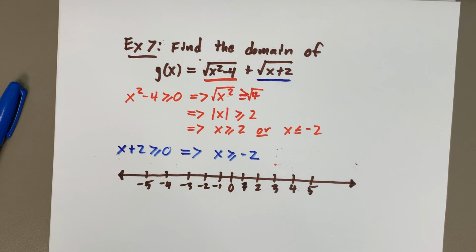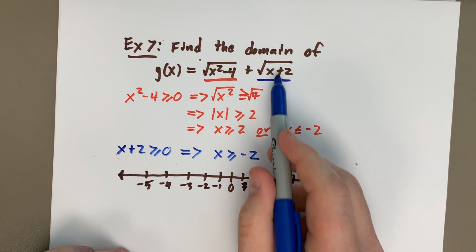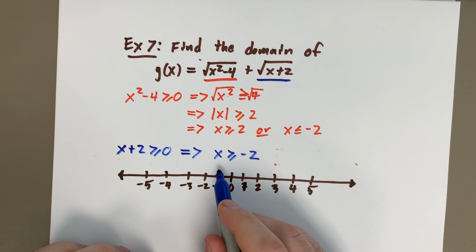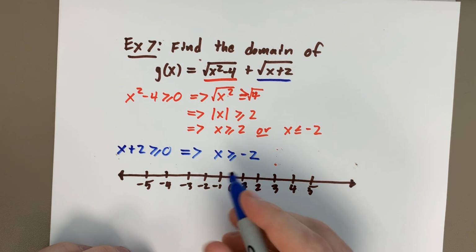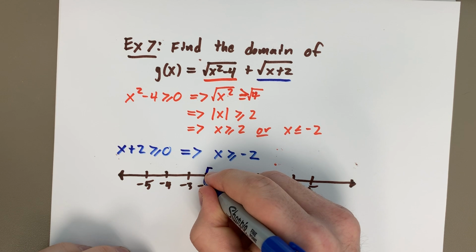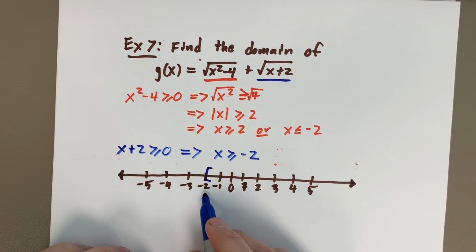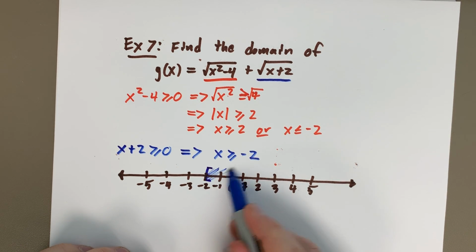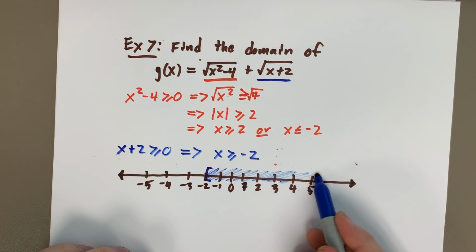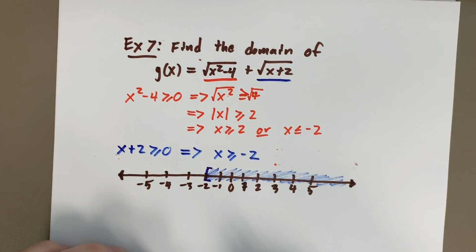Okay, first thing we're going to do, I'll work in reverse. Let's look at the domain of this part first. I want to find the domain of this. So x can be greater than or equal to minus 2. So I'll put a square bracket at minus 2 here, and then shade everything above it, because x can be greater than or equal to minus 2. Okay, so that handles the domain of this.